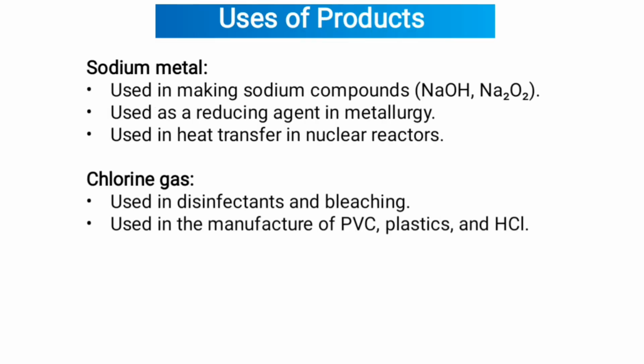Now, uses of products. Sodium metal is used in making sodium compounds, like NaOH and Na2O2. It is also used as a reducing agent in metallurgy, and third, it is used in heat transfer in nuclear reactors. And chlorine gas is used in disinfectants and bleaching, and also in the manufacture of PVC, plastic, and HCl.